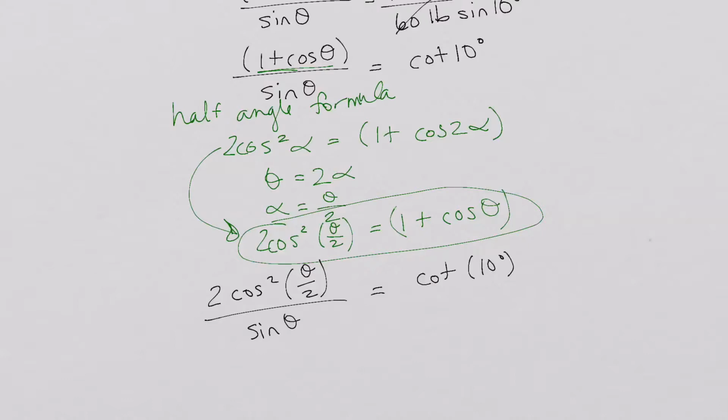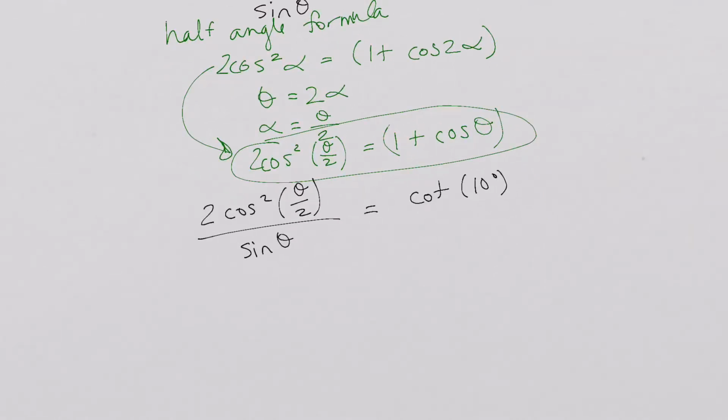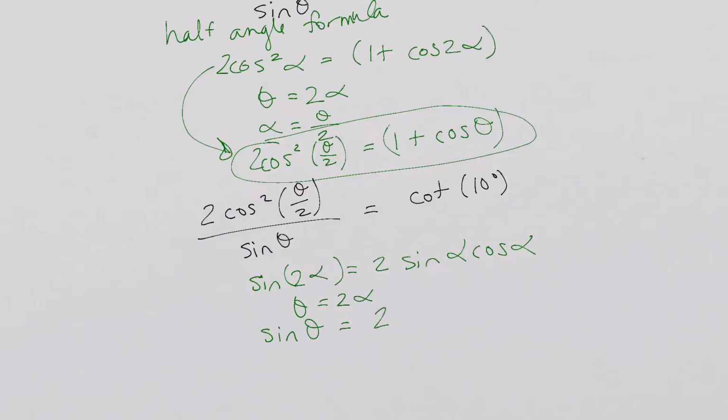One of the other relationships, if you look at that, let me put that in green, is the sine of 2 alpha equals 2 sine alpha cosine alpha. And so we'll do it again where we do theta equals 2 alpha, because we're trying to do something with that sine. So for us, sine of theta is going to equal 2 sine of theta over 2 cosine of theta over 2. So let's put that back into our equation.